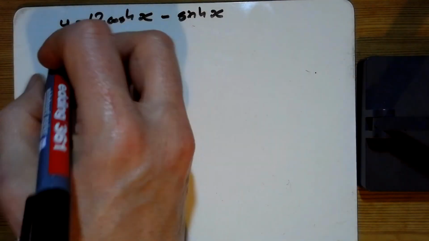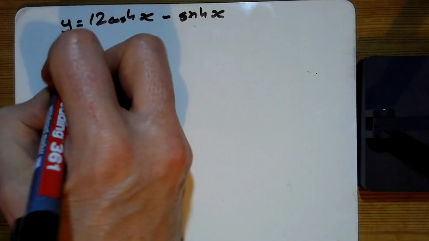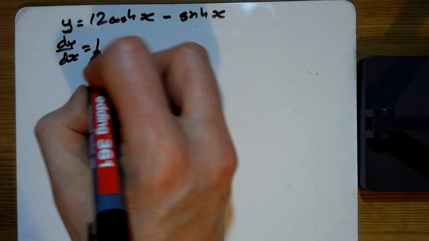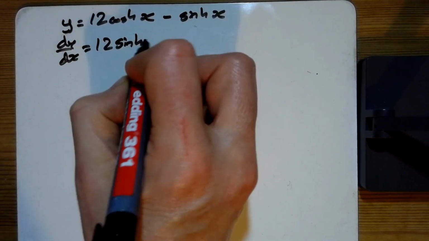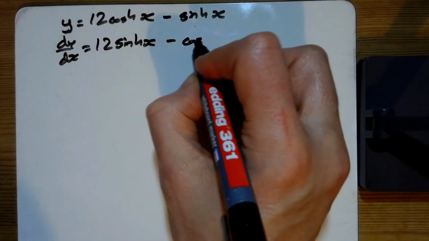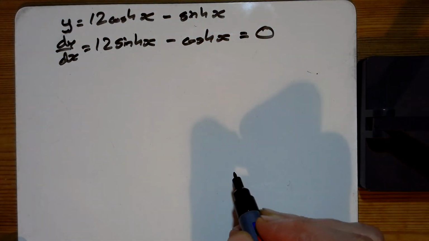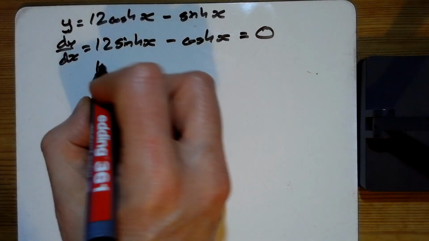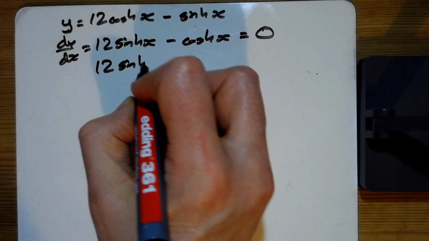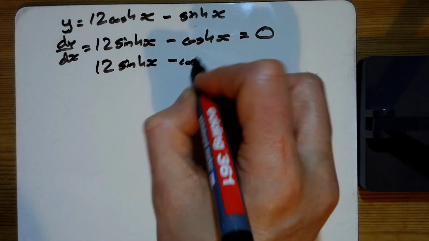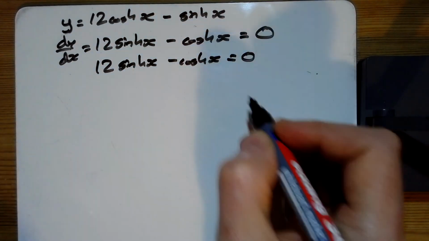Question 3, this is a nice one. Finding the stationary points. So differentiating, the cosh is just going to the sinh, and the sinh is just going to the cosh. And because we want the stationary points, we want this to equal 0. So we're just getting the sinh take away the cosh is equal to 0.